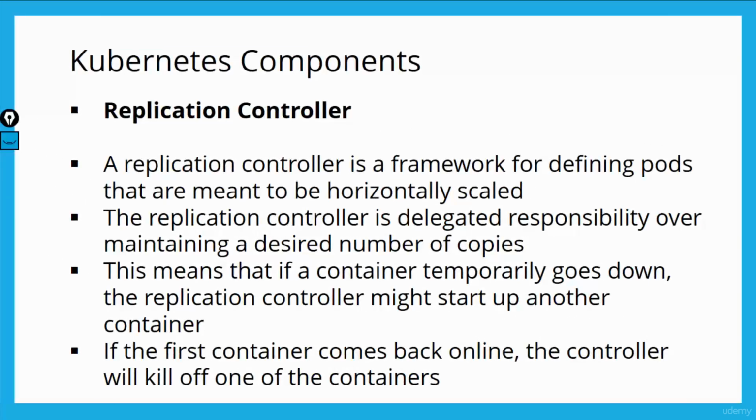Next are the replication controllers, which are basically a framework for defining pods that are meant to be horizontally scaled. These controllers delegate responsibility over maintaining a desired number of copies. So you can create multiple replication controllers. This basically means that if a container temporarily goes down, the replication controller might start up another container. And if the first container comes back online, the controller will kill one of the containers. So it's just managing your containers within your pods. Think of this as acting like fault tolerance.